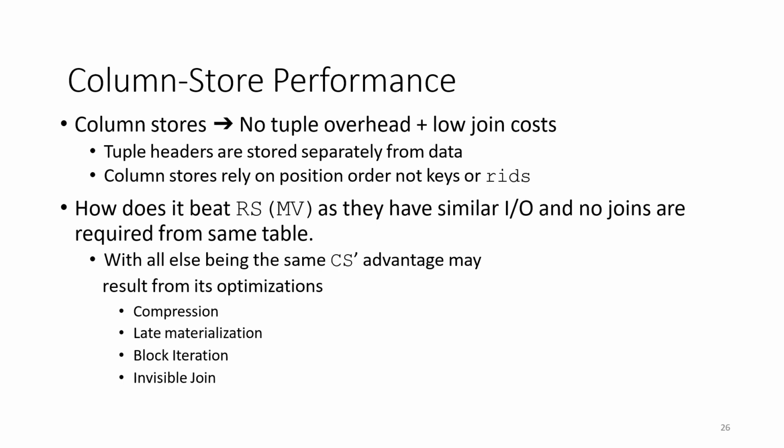How does it beat RS MV, as they have similar I/O and no joins are required from the same table? With all else being the same, the CS advantage may result from its optimizations: compression, late materialization, block iteration, invisible join.